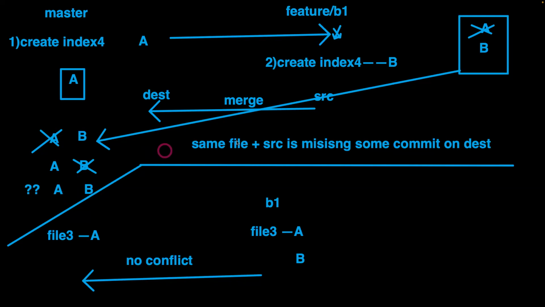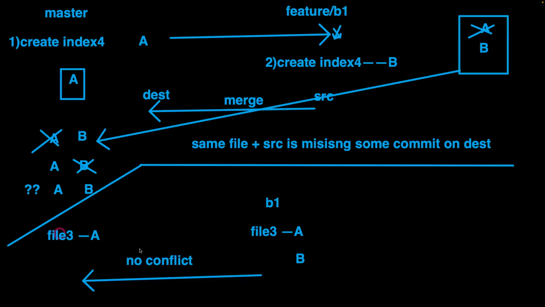So what is the reason for conflict? Same file, and source is missing some commits which are there on destination, like commit A is missing on the source. In this particular case, commit A is missing. Which commit is missing? Commit A is missing. That's why you get a conflict.